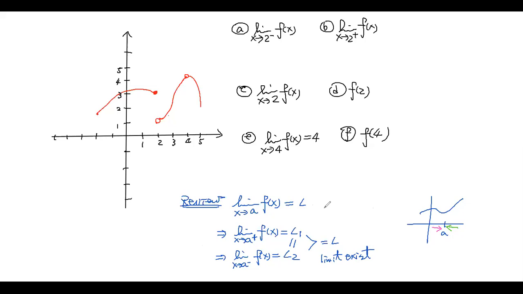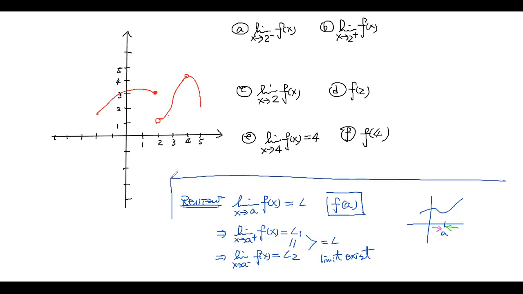The one thing we did not talk about is f of a, the function value. For limits, we don't really work with the function value. As long as the left approach and right approach are equal to each other, then the limit is equal to that value and the limit exists. The function value we're going to talk about in later units, when we cover limits and continuity. Okay, so now let's take a look at these ones.